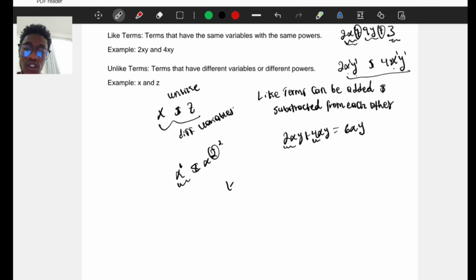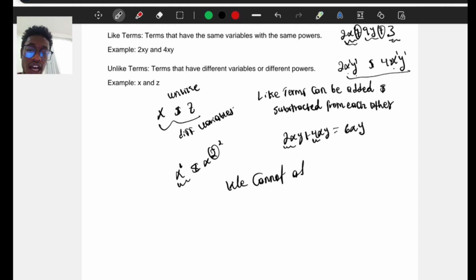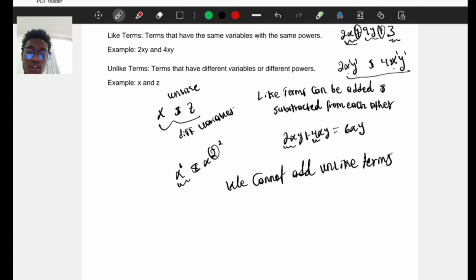We cannot add unlike terms. We cannot add unlike terms to get another single term.